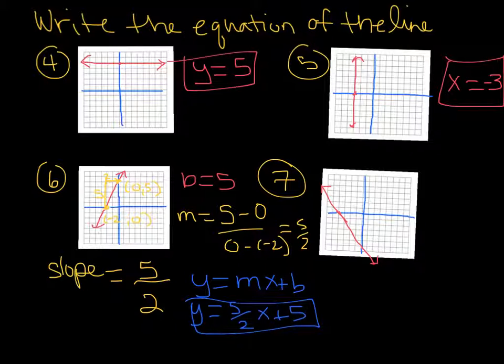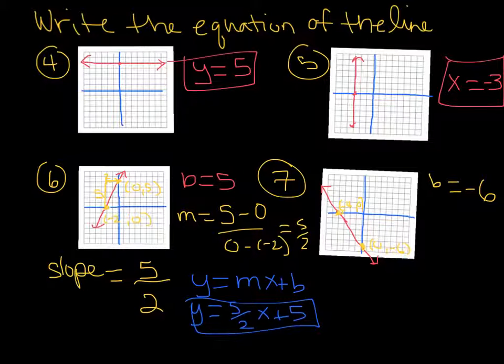I want you to do number 7 on your own, please. So go ahead and pause and try it on your own. So for 7, you will find that your y-intercept, your b, which is this point down here, is going to be at -6. So then to find your slope, you can do it either of the 2 methods. If you want, this point is (0, -6). This point is (-4, 0). You can use the formula.